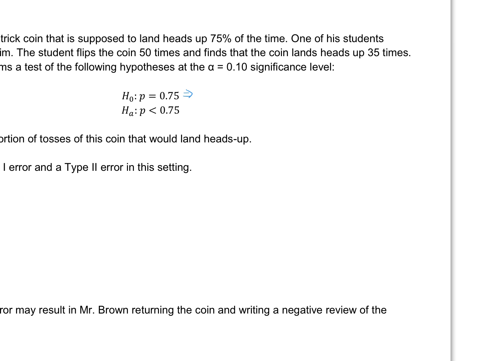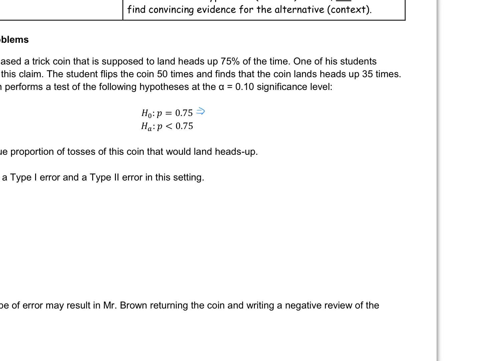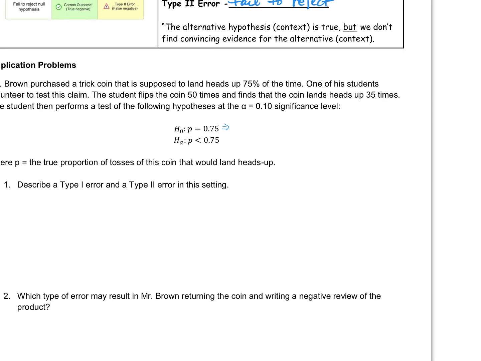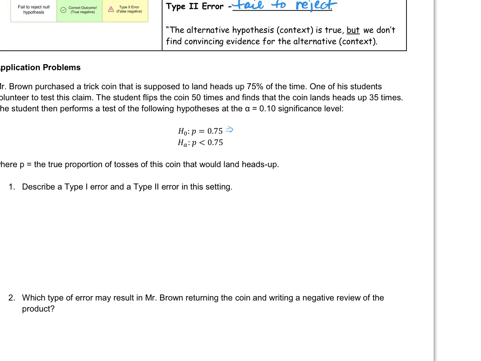Landed heads up 75% of the time. Would that mean the coin is fair? What if he's testing the coin? If it's true, yes, the coin is a trick coin, right?